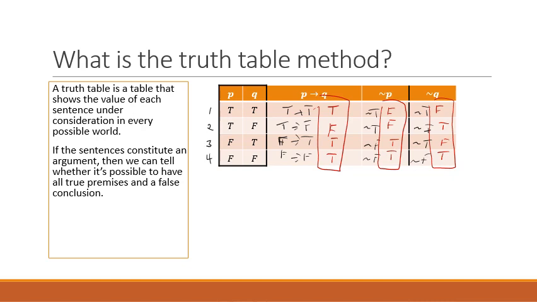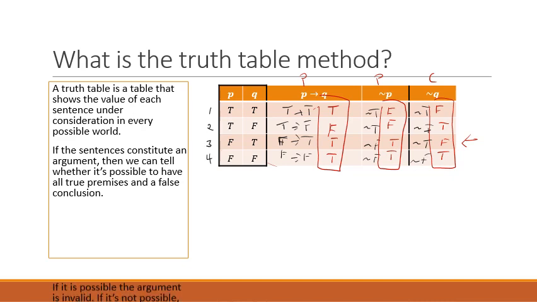So as I mentioned, if we consider this to be an argument, if we understand these first two sentences as premises and this last sentence as the conclusion of an argument, then we can tell whether or not it's possible for the premises to be true and the conclusion to be false. So in this case, it is possible. There is a situation in which you get all true premises, but still end up with a false conclusion, right? So the premises can be true, but the conclusion is still false.